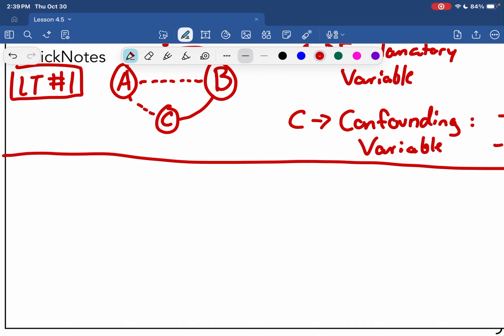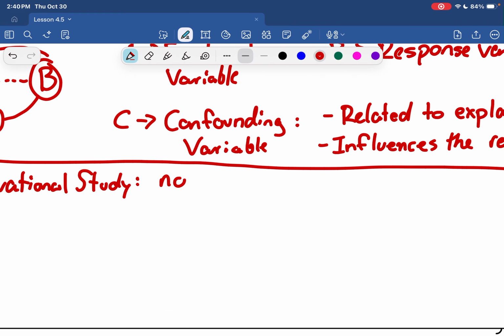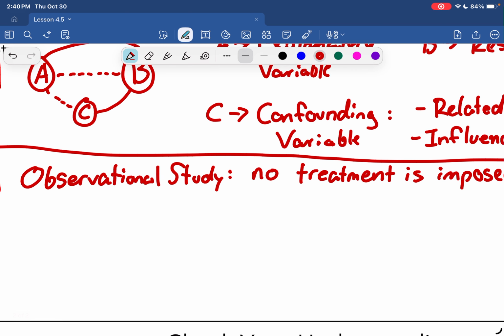Okay, our second learning target is about understanding the difference between an observational study and an experiment. This one is just some vocab for you. So what is an observational study? It's where no treatment is imposed. We didn't do anything. We didn't split anything into groups, make them roughly equivalent, monitor them, and have some sort of difference between the groups. We just watched.